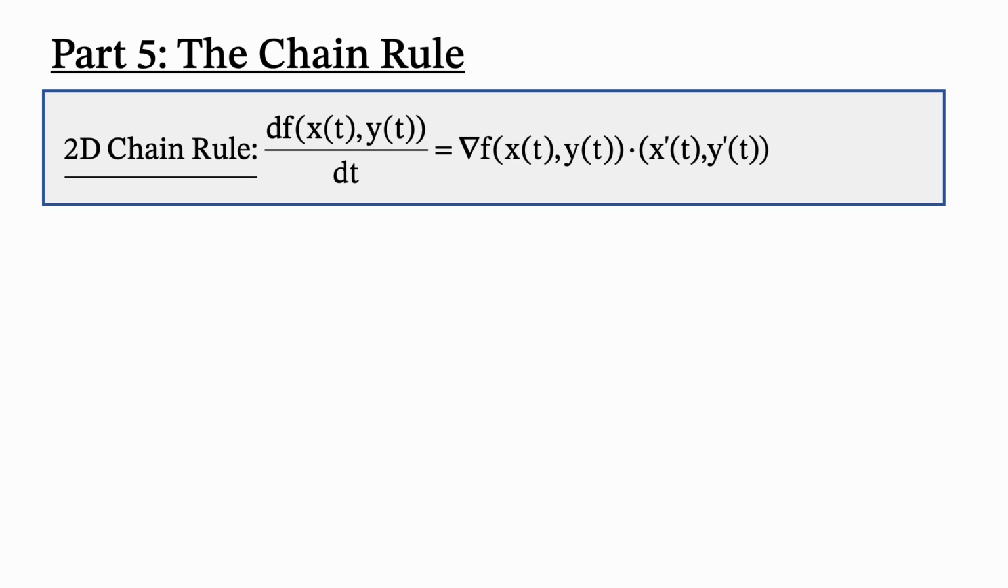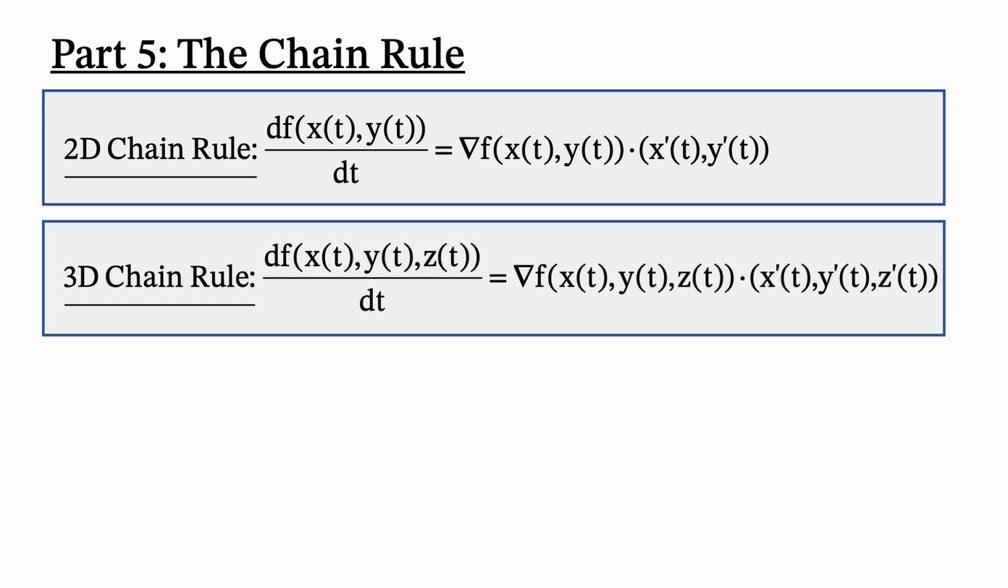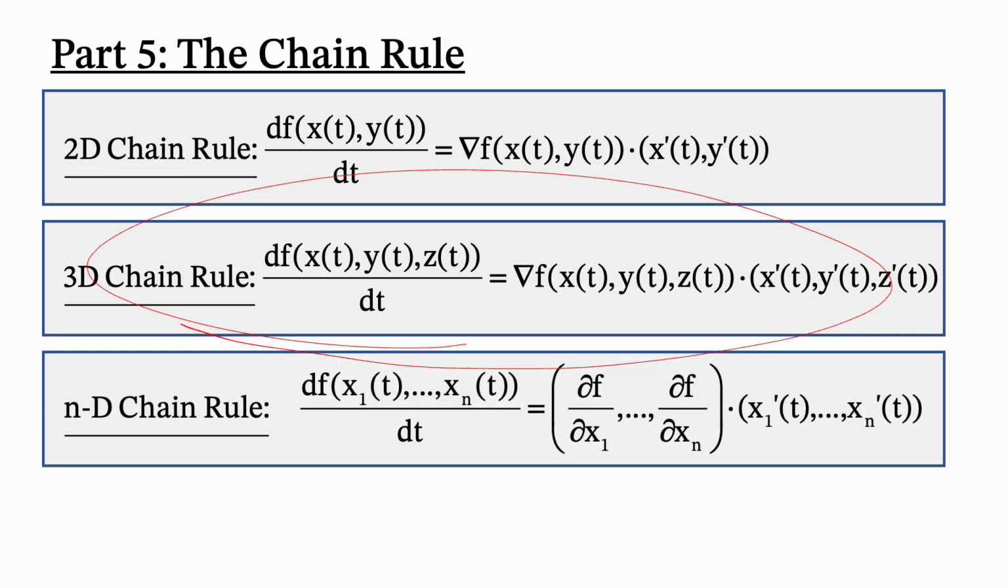The great thing about the 2D chain rule, though, is if you now have a function of three variables, f of x, comma y, comma z, we still have a 3D chain rule. Just add an extra component, a z component in there. We have a 3D chain rule. In fact, we can come up with an n-dimensional chain rule for a function of n variables. And in each case, you'll notice it's just the gradient vector dotted with the tangent vector. Gradient dot tangent, gradient dot tangent.